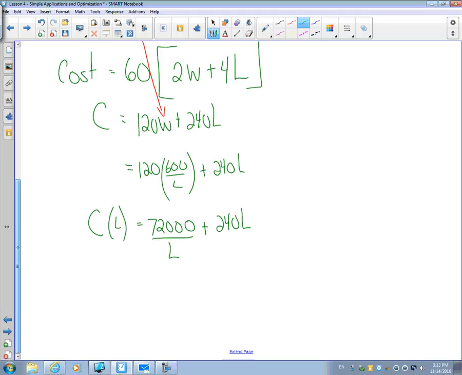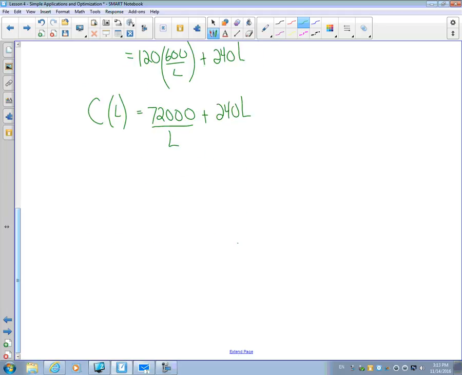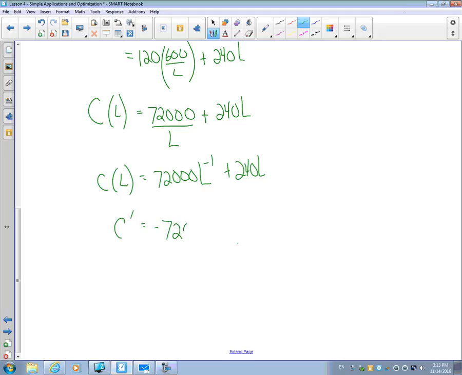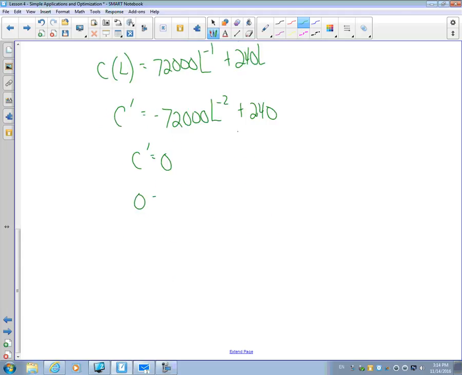What was I asked to do in this question? Minimize my costs. Minimums occur when my derivative is 0. So I'm going to need to take my derivative. Now, before I do that, we don't like derivatives where we have variables on the bottom. So let's bring that up to the top and make it a negative exponent. Now we can take our derivative. So I get negative 72,000 L to the negative 2 plus 240. We know we want to minimize this, so we can make it equal 0. And we'll end up with 0 equals.